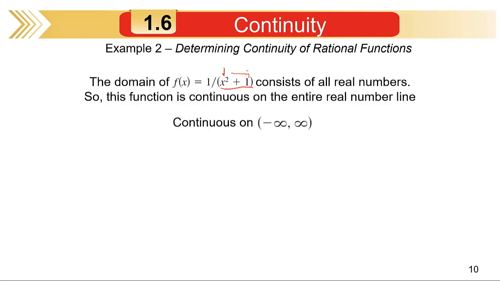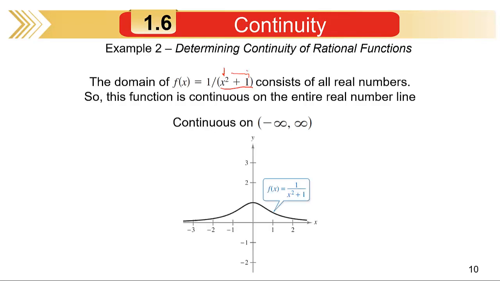So it's continuous everywhere. You can't find a place where the denominator is 0, so there is no point of discontinuity. Again, you don't have to have the graph in order to answer that question, but if you do have the graph, you can see that you could sketch the entire graph without lifting your pencil from the paper. So it's continuous on the entire real number line, minus infinity to infinity.